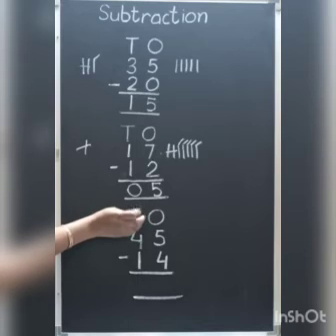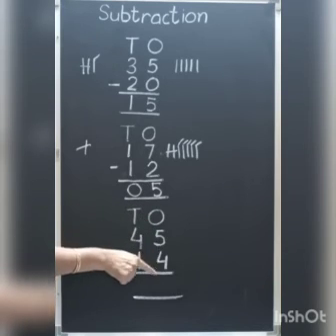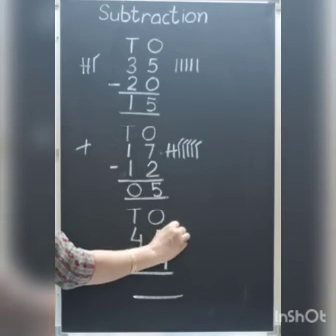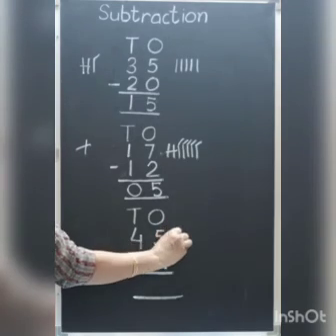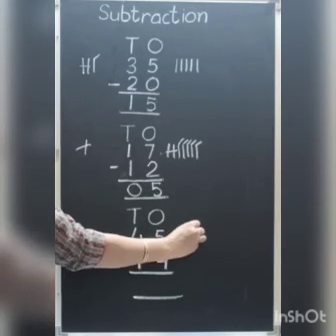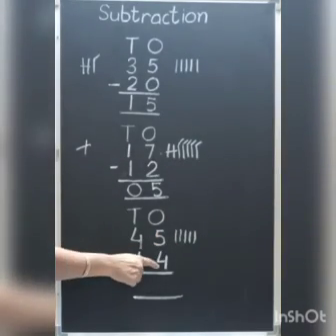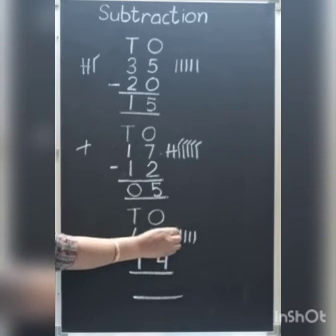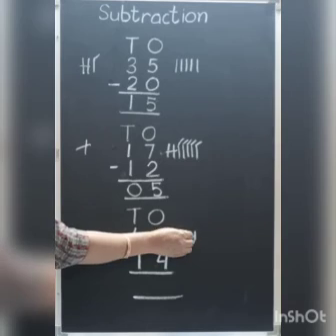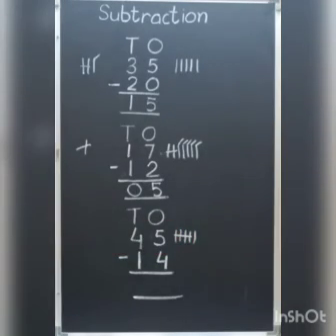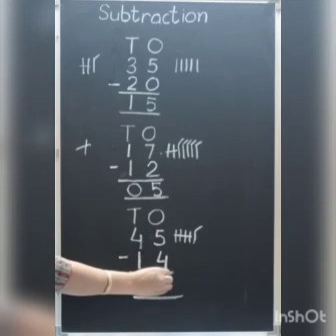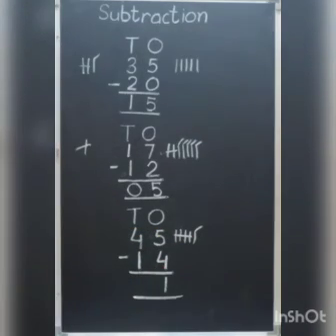So first of all, we will solve the ones column. What is written here? Number 5. So we will put 5 strokes. 1, 2, 3, 4, 5. Okay. And how many strokes are we going to cut down? 4. 1, 2, 3, 4. So we will cut 4 strokes, and how many are left? 1. So we will write 1 under the ones column.